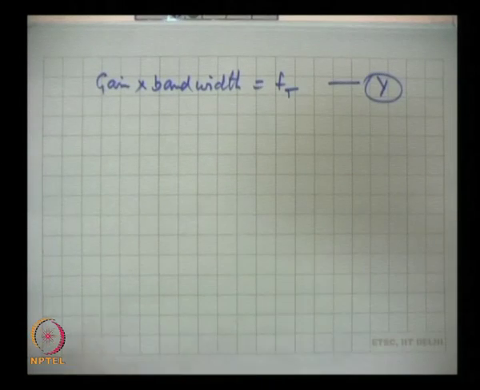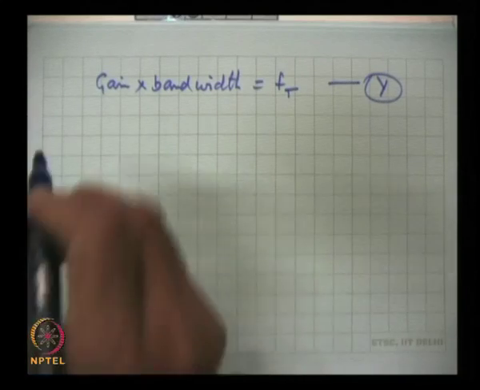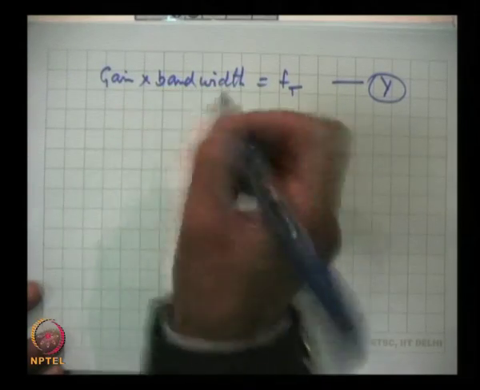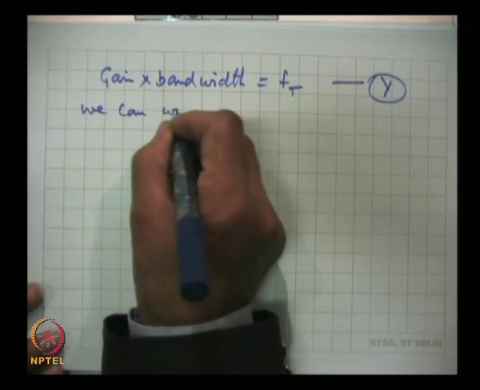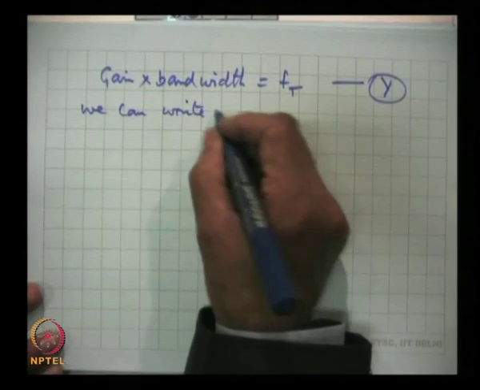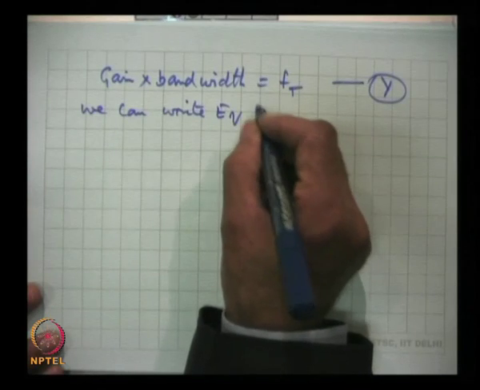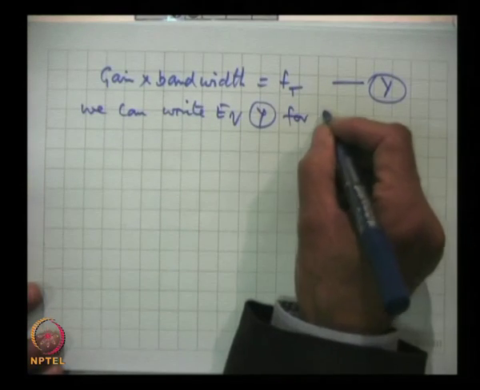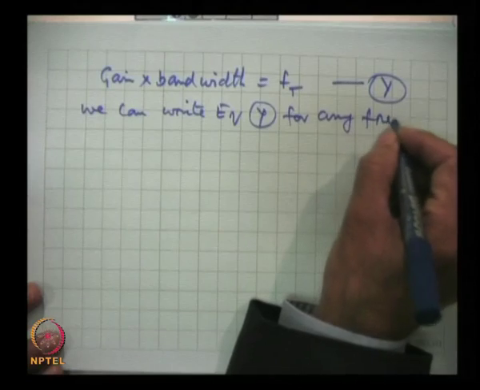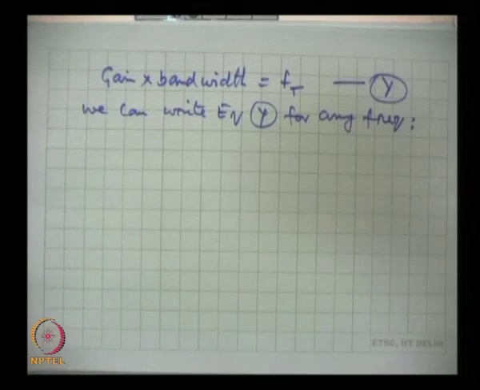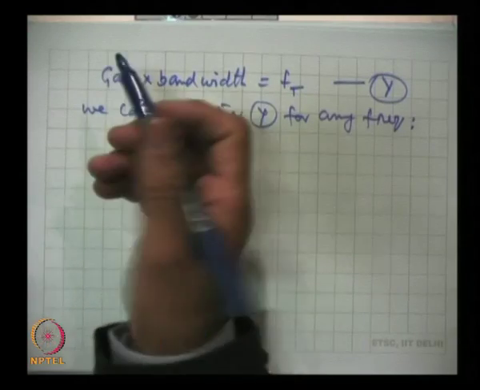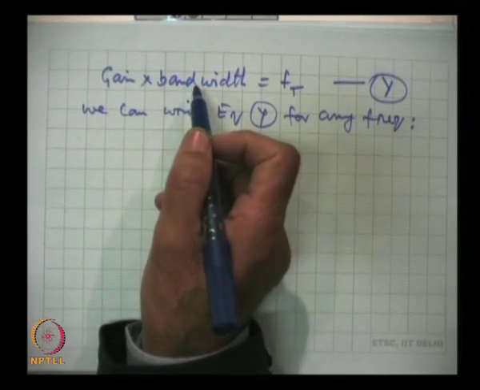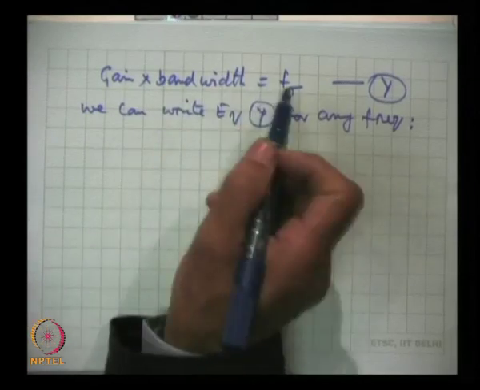And we can write equation y for any frequency. For any frequency the gain will change and hence the bandwidth will also change, making this product constant.